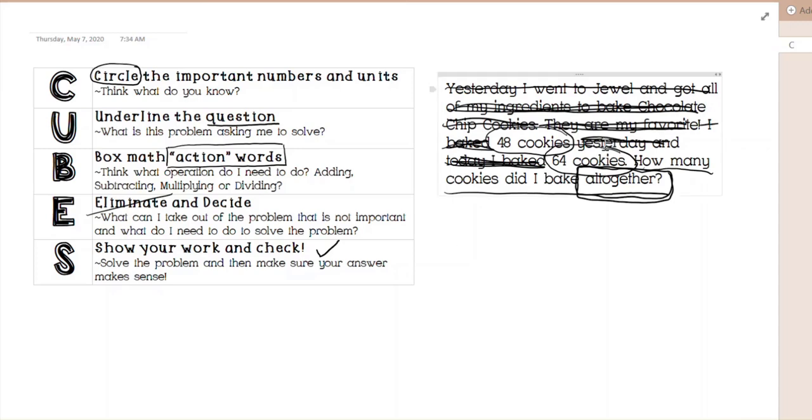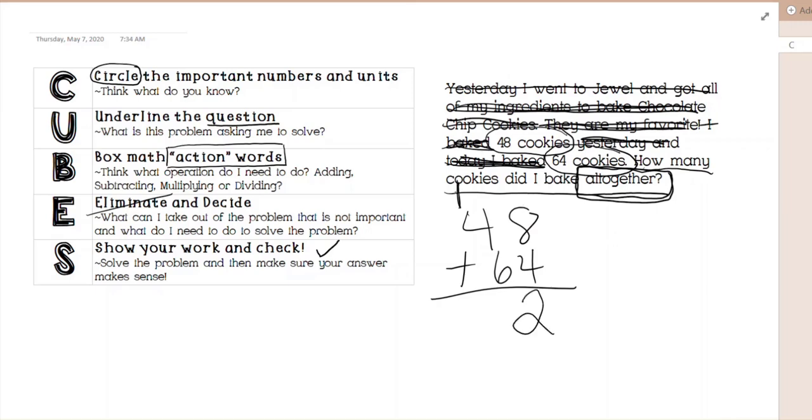So I'm going to decide that we need to add, because this math action word, remember, tells us that we are adding. So I'm going to add 48 plus 64. I'm just going to do it the traditional way for this example. I'm going to do my ones place first. 8 plus 4 is 12. Put the 2 down, carry the 1. 1 plus 4 is 5, plus 6 is 11. So now I've shown my work, okay? And I don't want to forget my unit. 112 cookies is my answer.